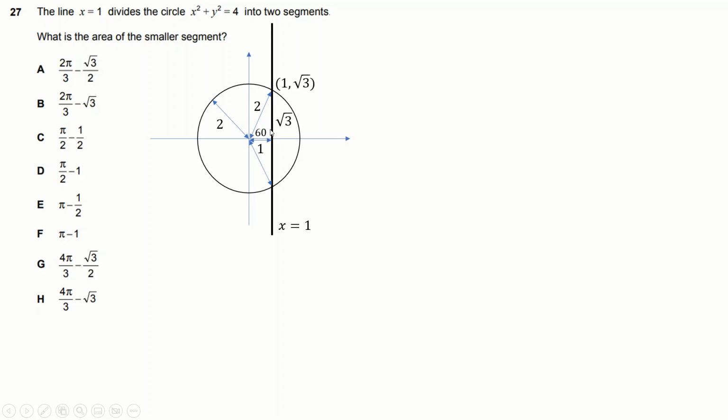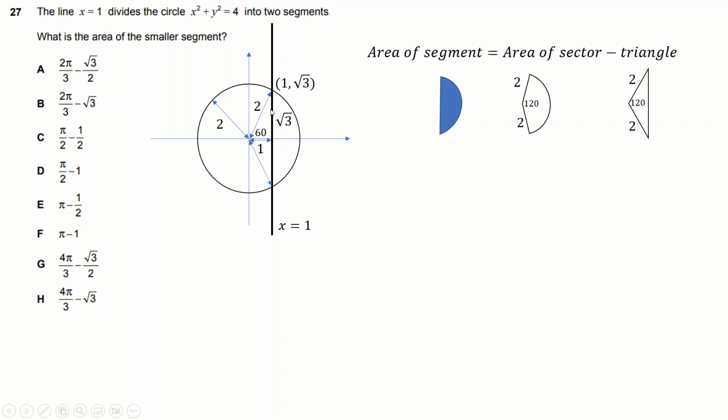And now what I can do is I can say, well, to work out this segment, what I'll do is I'll do this sector, take away this triangle. Right? So in pictures, it looks like this. So to work out this segment here, which is what they want, it's the sector, take away the triangle. So that's my idea. So this sector here, it's pi times r squared times 120 over 360. That's a third, that's 4, so it's 4/3 pi.